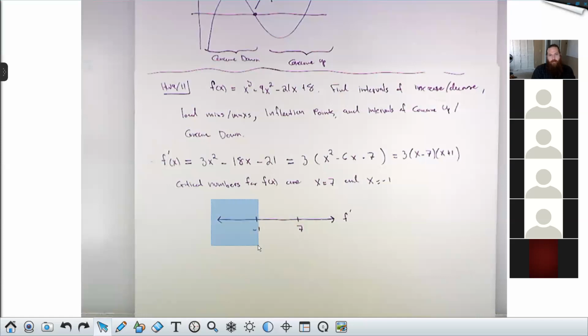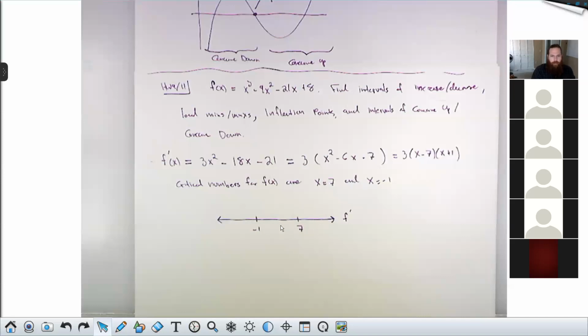f is either increasing or decreasing everywhere over here, because f prime is either positive or negative everywhere over there. It's not capable of changing sign anywhere in this blue box region because it's only capable of changing sign at these numbers. Similarly, everywhere in this region, f is either increasing or decreasing. Everywhere in this region, f is either increasing or decreasing. To figure out which is which, I can test a point from each region.